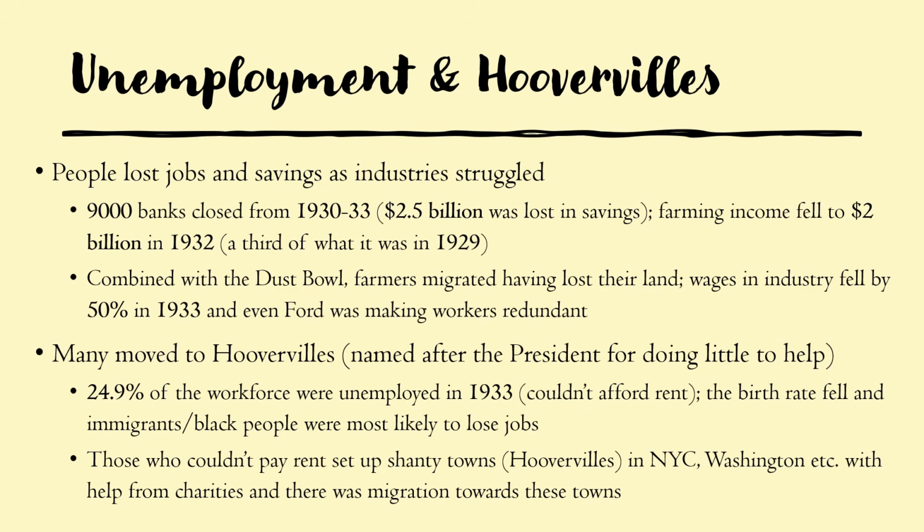The birth rate fell because couples didn't have money to raise a child, or they didn't have the space, they didn't even have a home to raise a child in. And immigrants and black people were the most likely to end up in these Hoovervilles because there was a lot of prejudice against them, and so they were the most likely to lose their jobs.